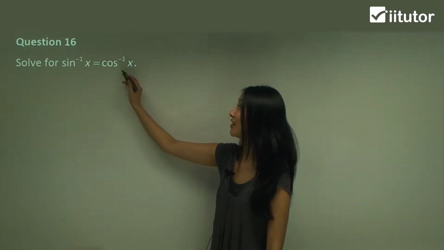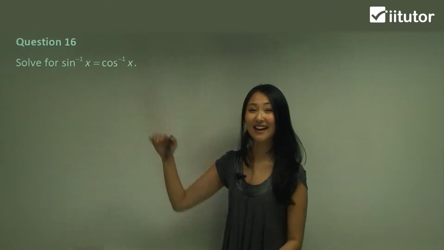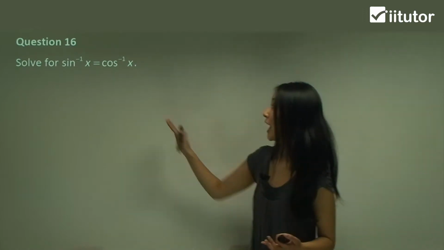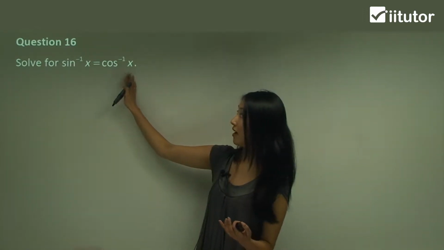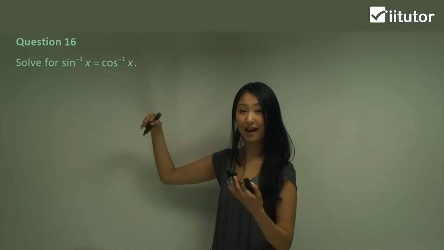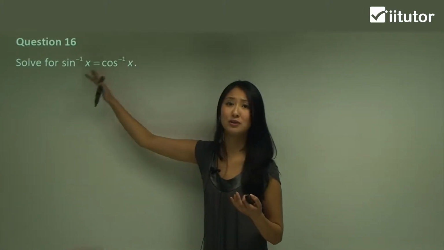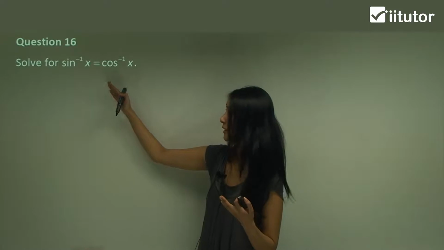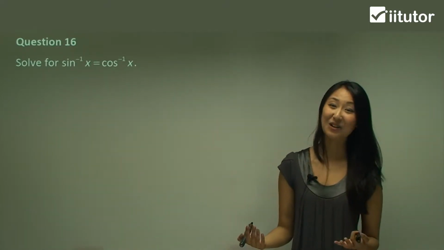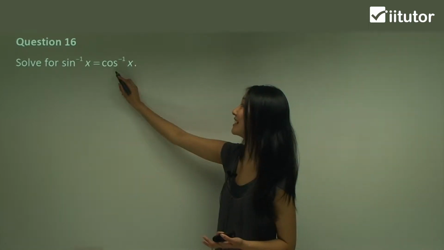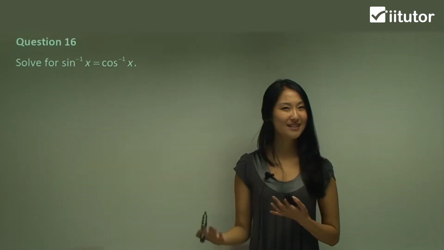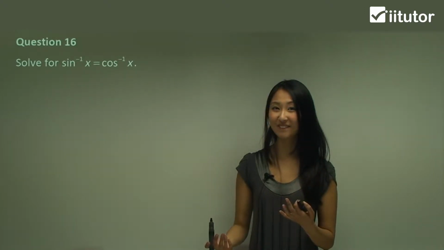Now, because these two things are different, the first thing I need to do is change one of them into either inverse sine or inverse cosine. I can't work with them if they're two different trigonometric functions. This is sine and this is cosine. So can you think of any way that I can change this inverse cosine into inverse sine? Are there any properties that we've learned in the previous modules?